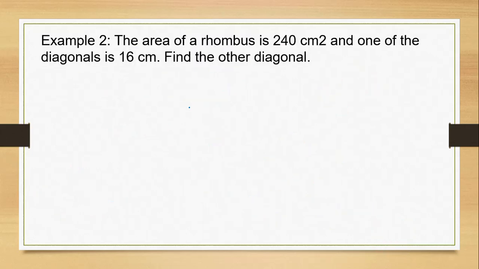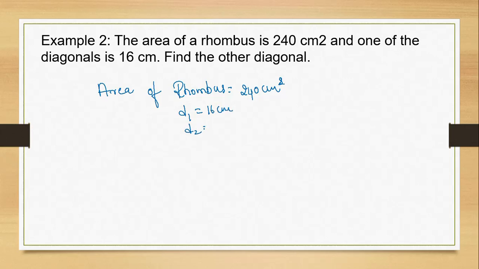In the next example, they have given the area of a rhombus and one diagonal, and we want to find the other diagonal. We want to know that the area of the rhombus is 240 centimeter square, and D1 is 16 centimeter. We want to find the other diagonal D2.